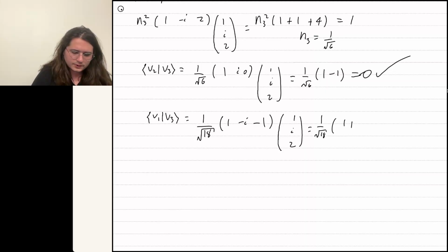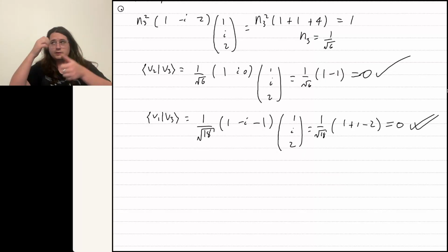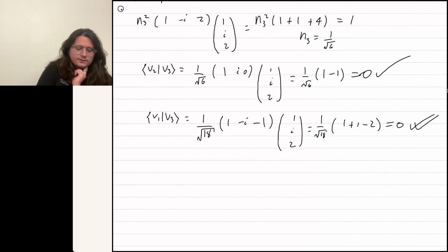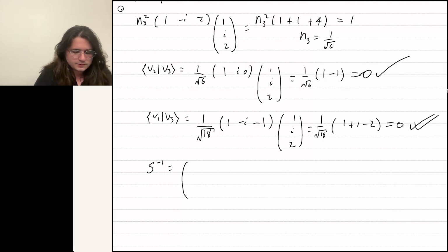1 plus 1 minus 2, that is 0 as well. So both of these are orthogonal, and V3 looks correct, so we can keep going and write the inverse of the matrix, which will diagonalize T. It will be formed by the eigenvectors, right? So let me write a big matrix here.